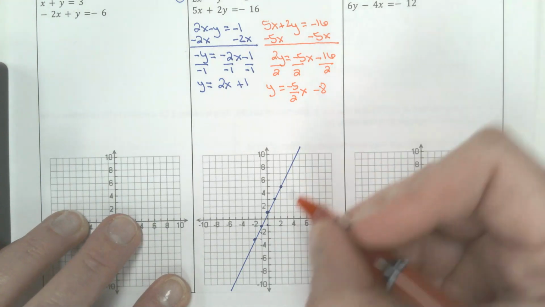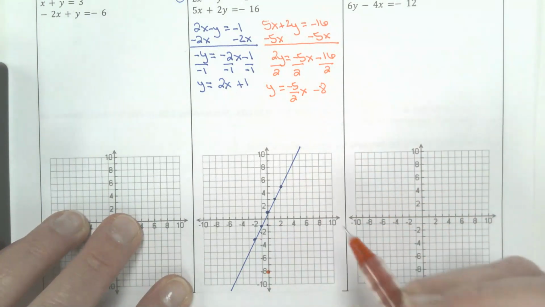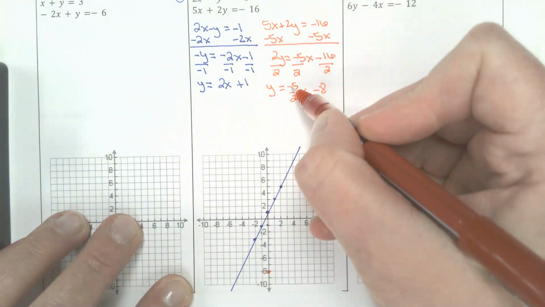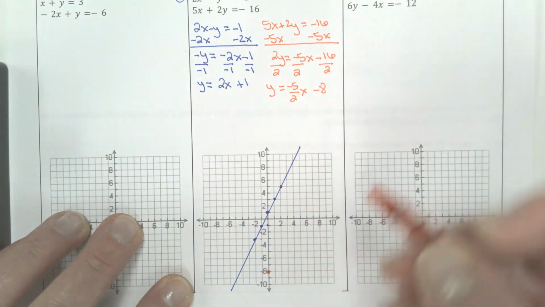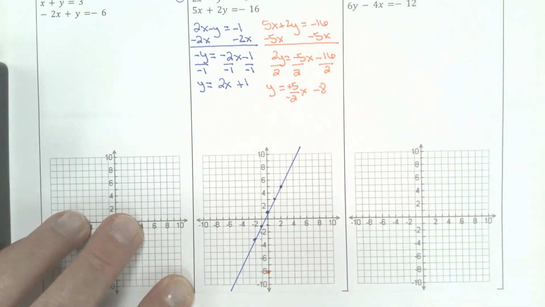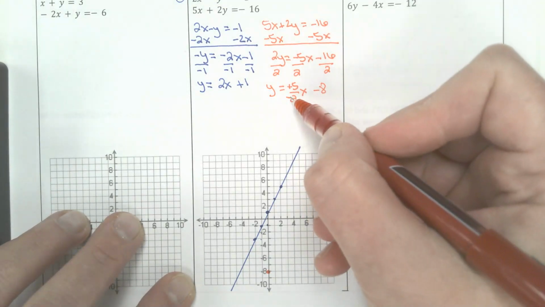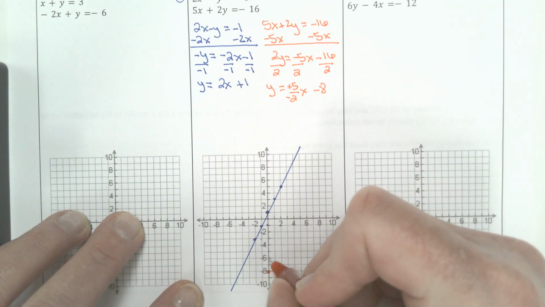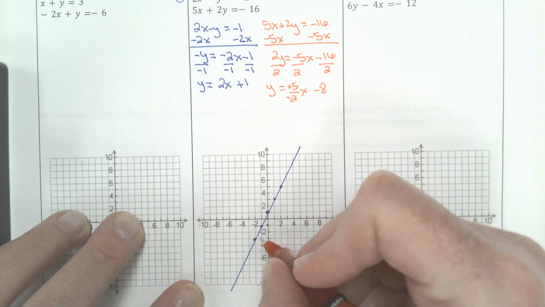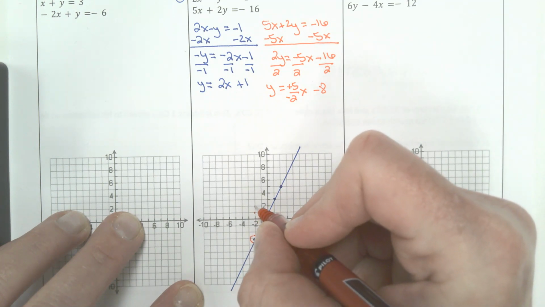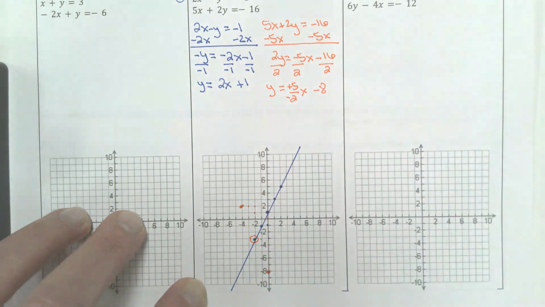So this has a y-intercept of negative 8, and that has a slope of negative 5 halves, so that means I should go down 5 and right 2. Well, I'm going to run out of real estate if I do that. And nobody cares if the negative is in the numerator or denominator, so I'm going to move it to the bottom. So then I'm going to count up 5 and left 2. 1, 2, 3, 4, 5, 1, 2.